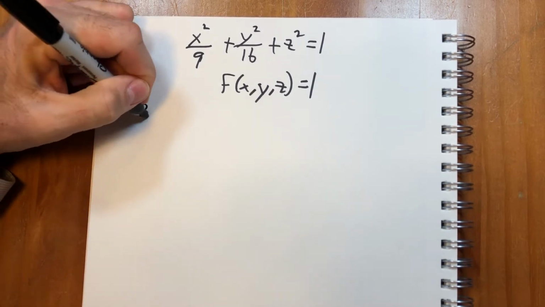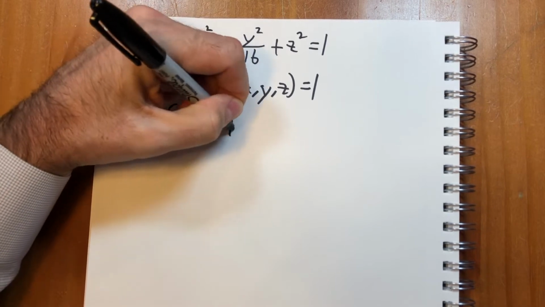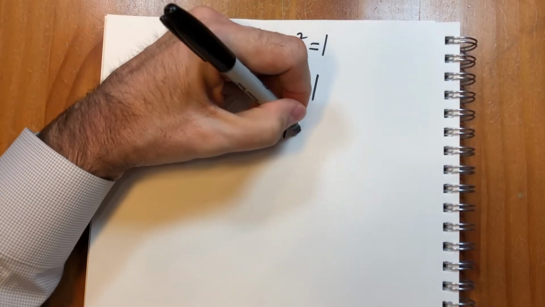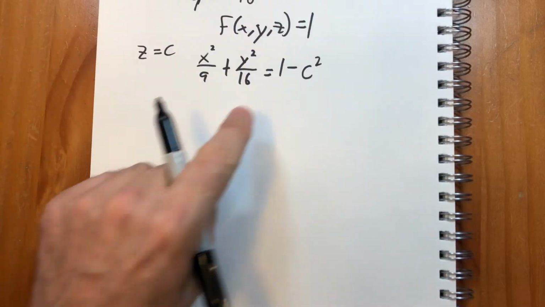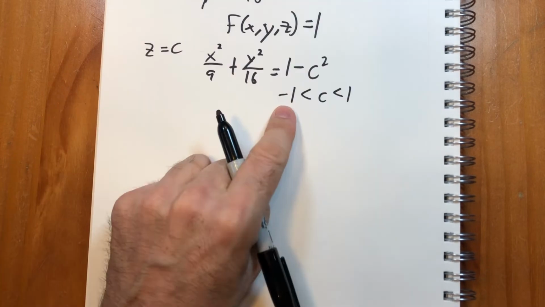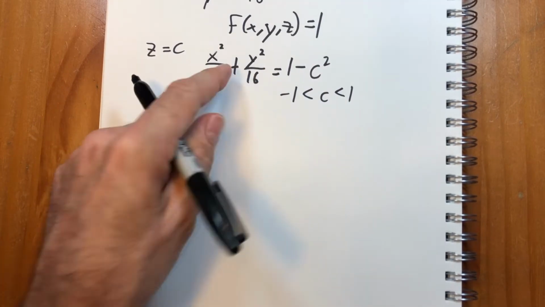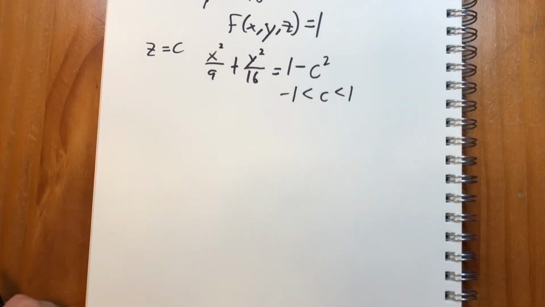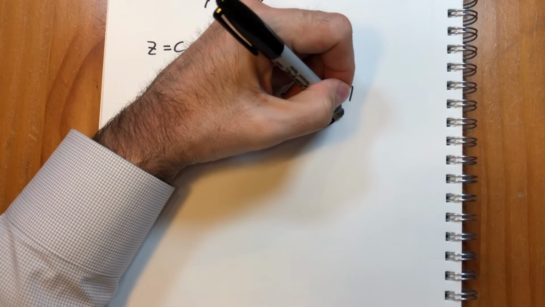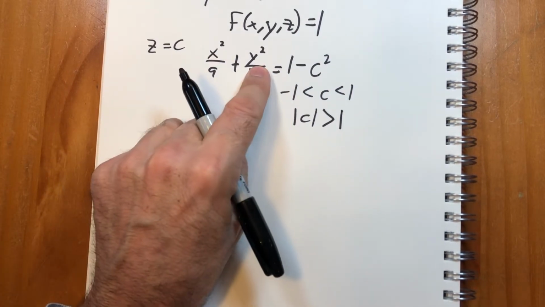So if we let z be constant, then we get x squared over 9 plus y squared over 16 equals 1 minus c squared. So if c is between 1 and minus 1, then this is going to be an ellipse, right? Because this will be positive. So this will be an ellipse parallel to the xy plane. If the absolute value of c is greater than 1, then that's going to make this negative, which means, again, this would have to be imaginary because 2 squares cannot be negative.